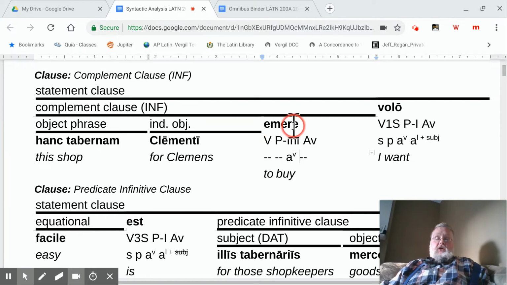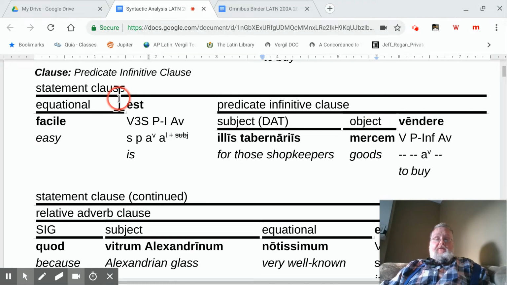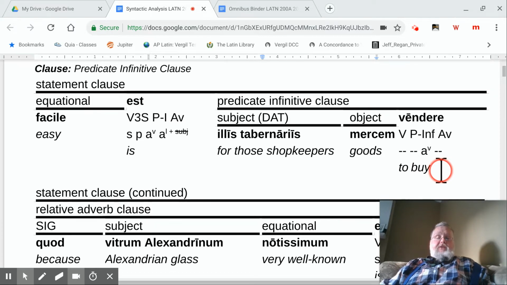So in this clause, I want, complement clause, infinitive subordinate to that, to buy, object phrase, this shop, dative indirect, for Clemens. Piece of cake. You could also have a predicate infinitive clause where you have a sum verb, right? It is easy to buy. That's how those work.